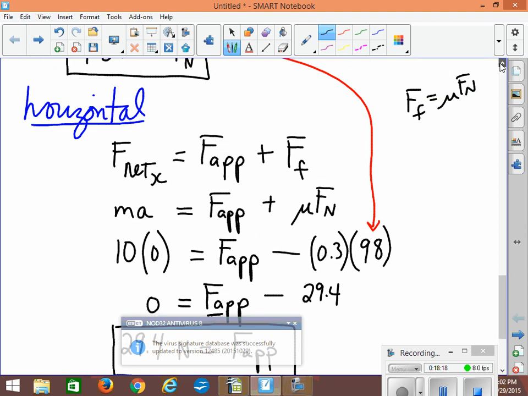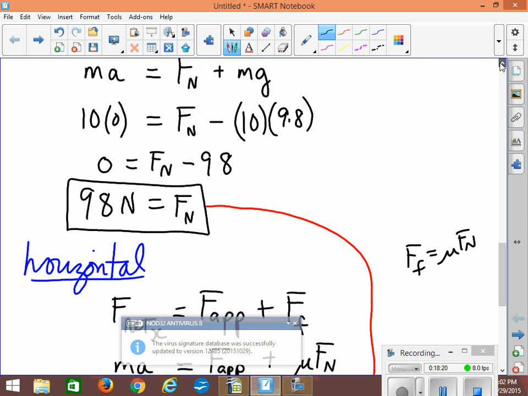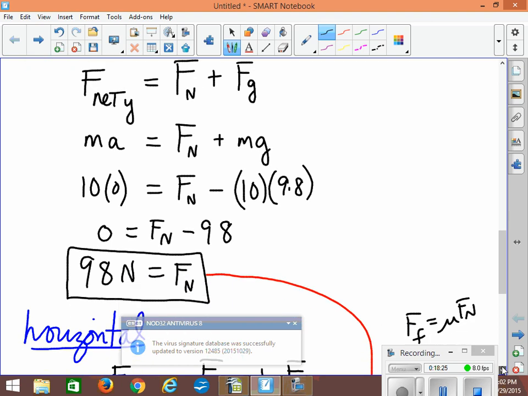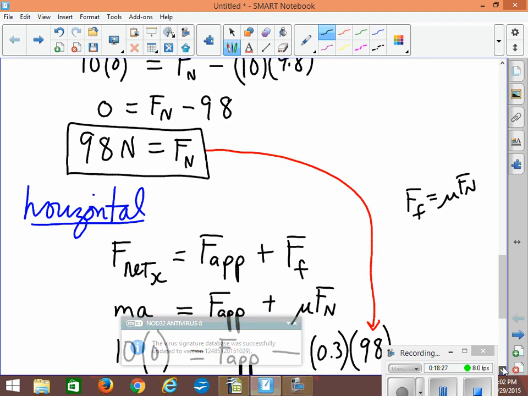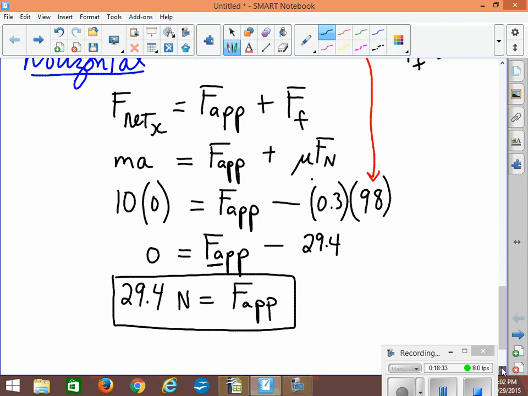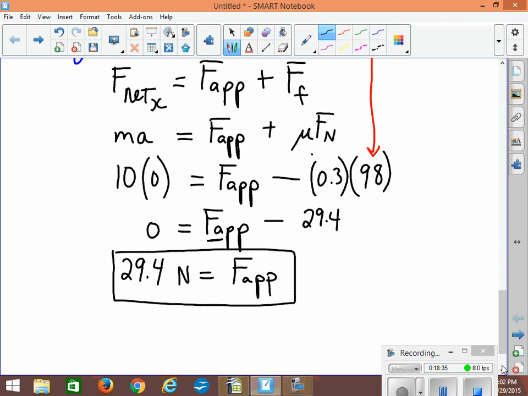Now, in our first example, we were pushing, I think, with 50 newtons. 50 newtons was a lot of force compared to this. This is just about half of that. So the nice thing is that when you push at a constant speed, you can push with less force. 29.4, much less than 50. That's why you don't get as tired.